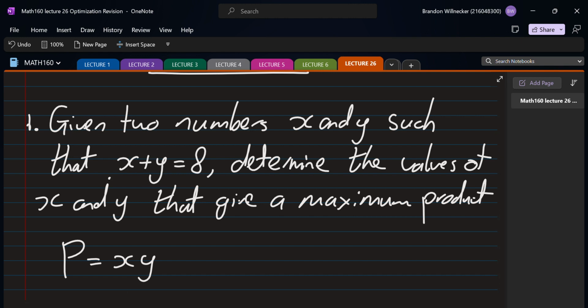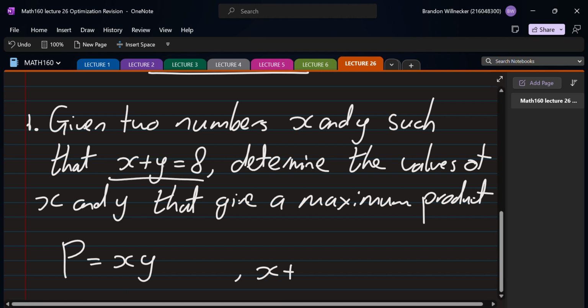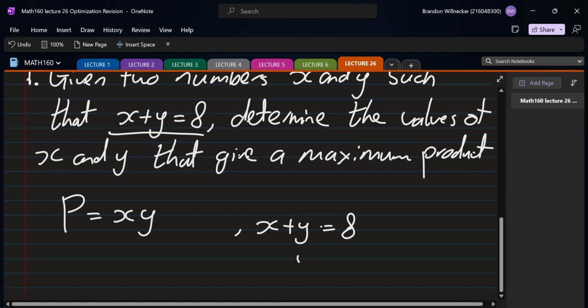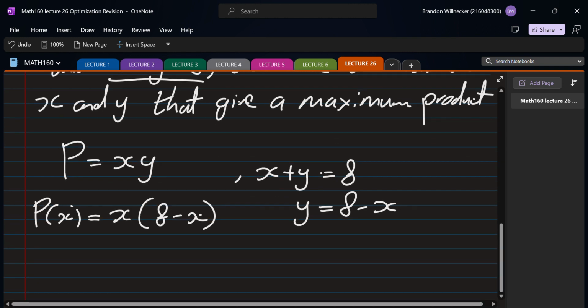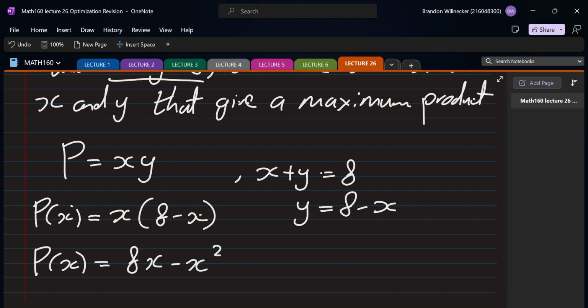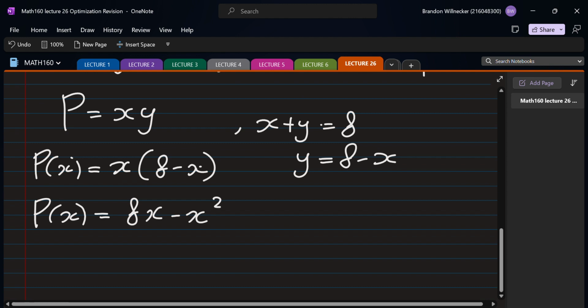Well, we can use this constraint that's given to us. So we know that x plus y is equal to 8, so y is equal to 8 minus x. Or you could have solved for x and written this in terms of y. Both will give you the same answer. So here we can now write p of x, so it's a single variable function now, is x times 8 minus x, which stands in the place of y. So we can multiply this through, so we get p of x is 8x minus x squared. Okay, simple quadratic polynomial. We can now take the derivative and set it to 0.